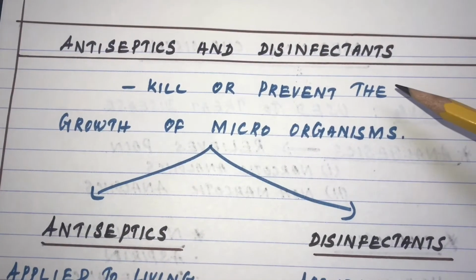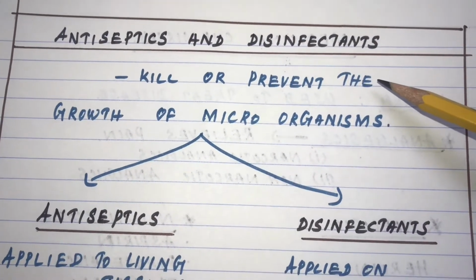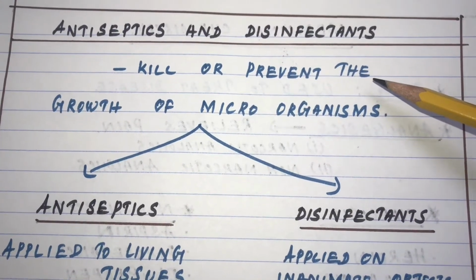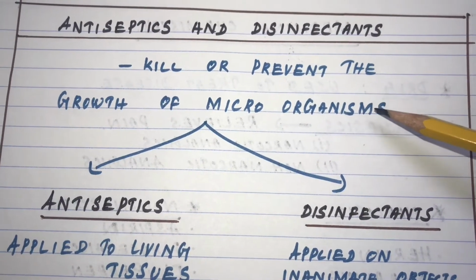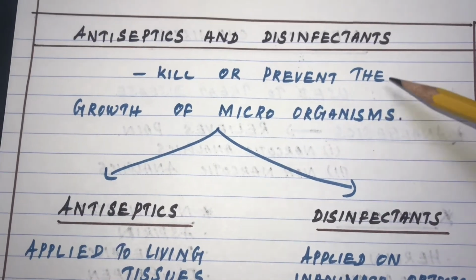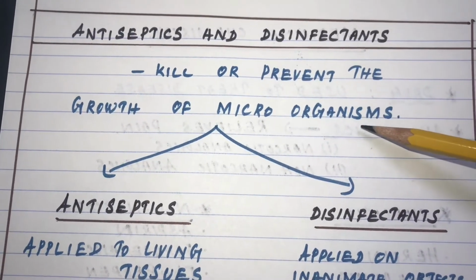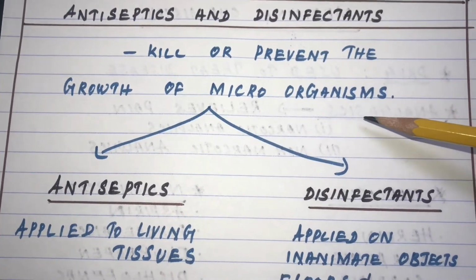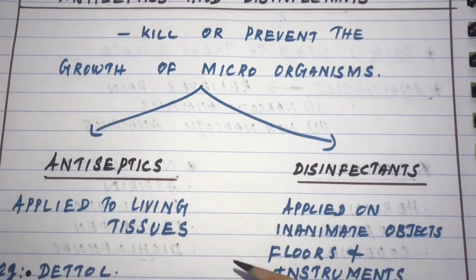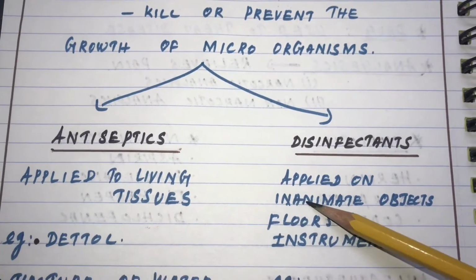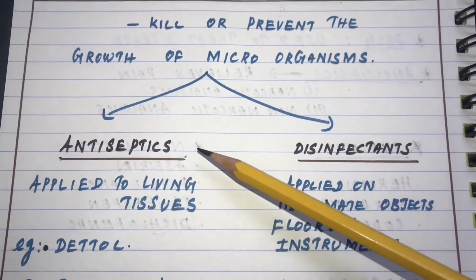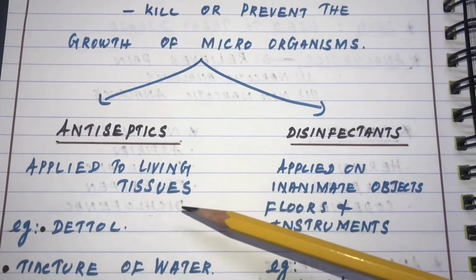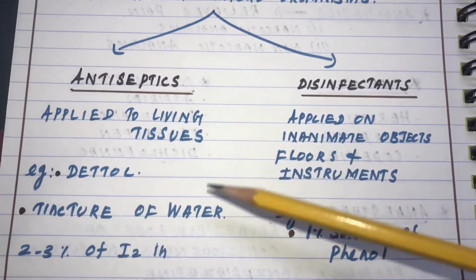Next one is antiseptics and disinfectants. Antiseptics and disinfectants kill or prevent the growth of microorganisms. The difference is that antiseptics are applied on living tissues. Example, Dettol, the tincture of iodine.